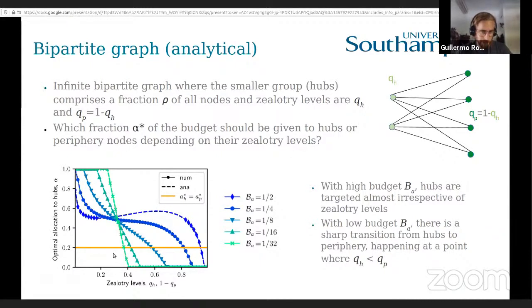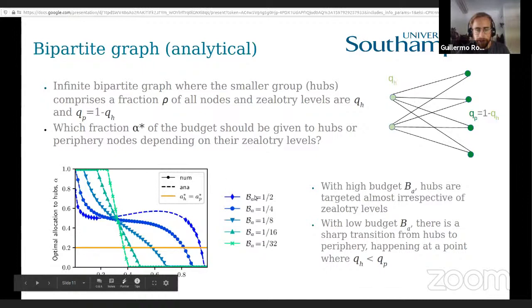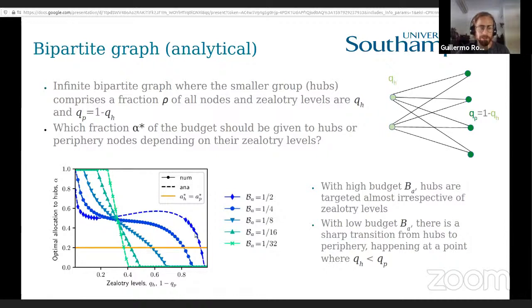If we look first, again here, this graph is how much is given to hubs. So above the orange line is that hubs are given more than periphery, below periphery are given more than hubs. If we look at the dark blue line, which is a very high budget, we see that hubs are almost always preferred. Whatever Zealotry level they have, hubs are preferred over periphery. If we look at the light green, which is a rather low budget, we see that hubs are preferred if their Zealotry level is rather low. But then there is a very sharp transition to periphery nodes, even when the periphery nodes have a bit more Zealotry level than hubs. So this effect is reversed.